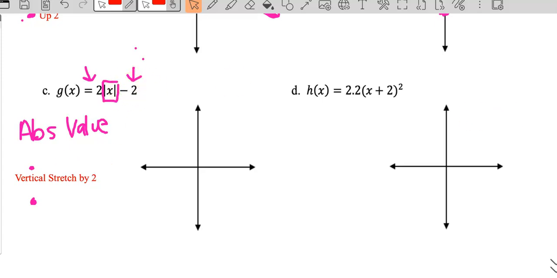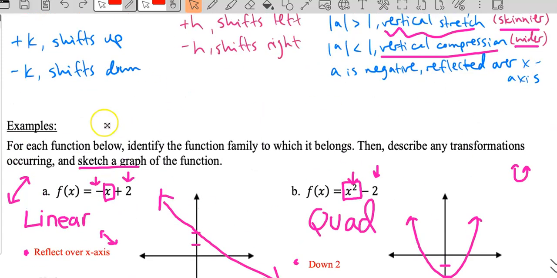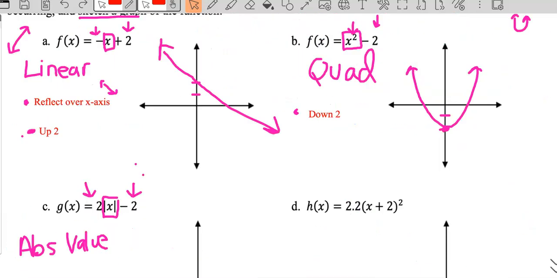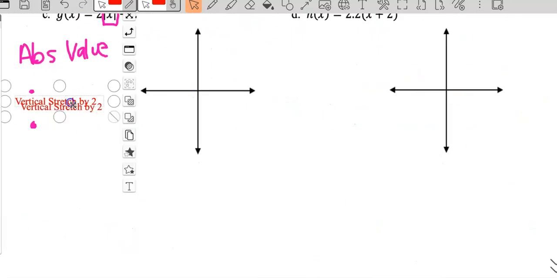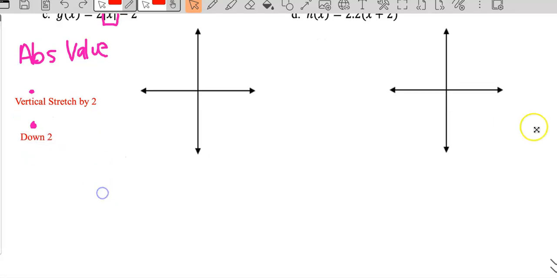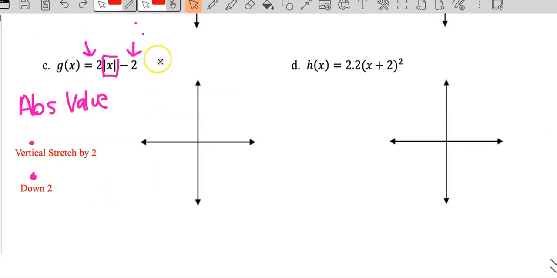This negative 2 is outside the function. Again, looking at this last category, if it's outside, that is shifting it down if it's negative. So I know this graph is shifted down, and then it was 2. Some people put down negative 2, but the negative is what tells you it went down. So it went down a positive value. And that's it. Again, the hard part is sketching the graph.